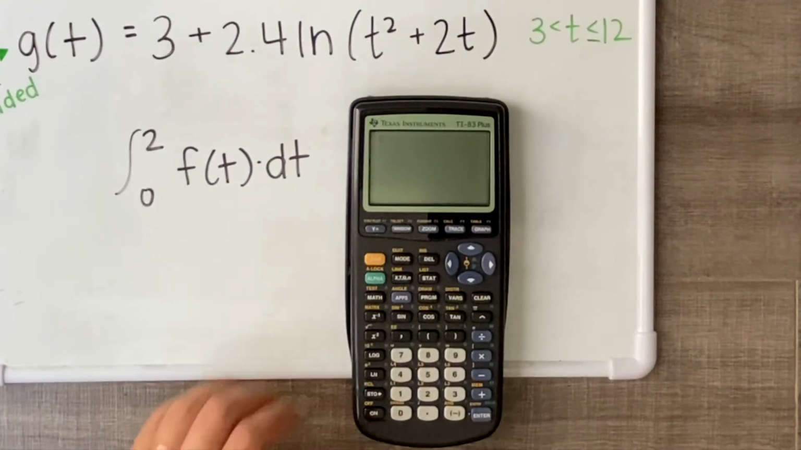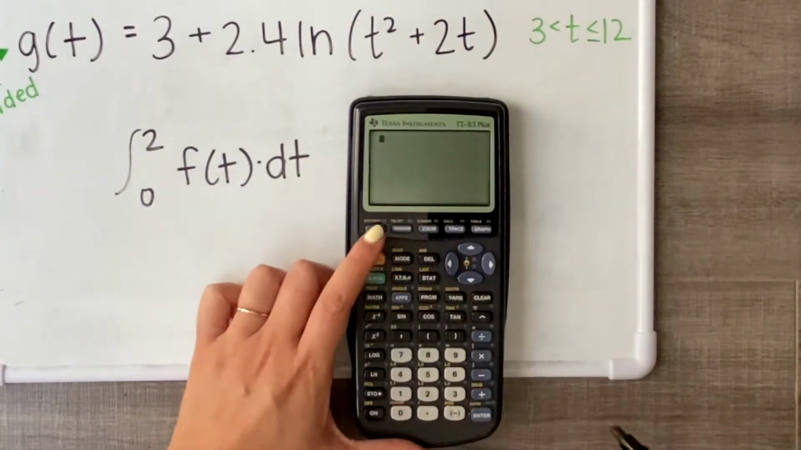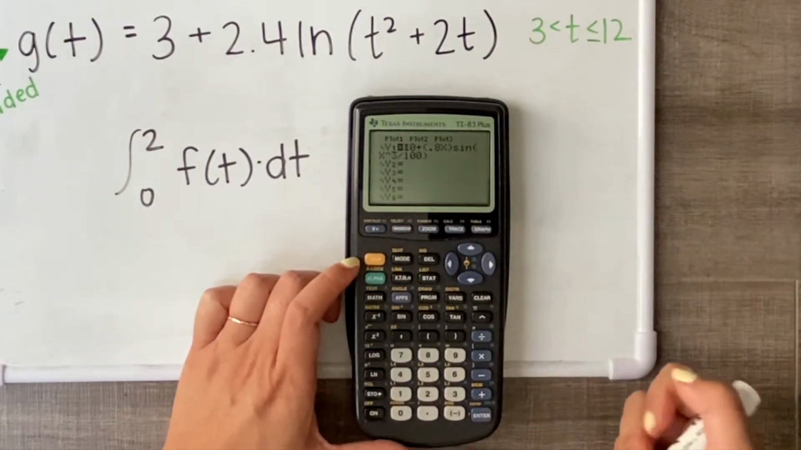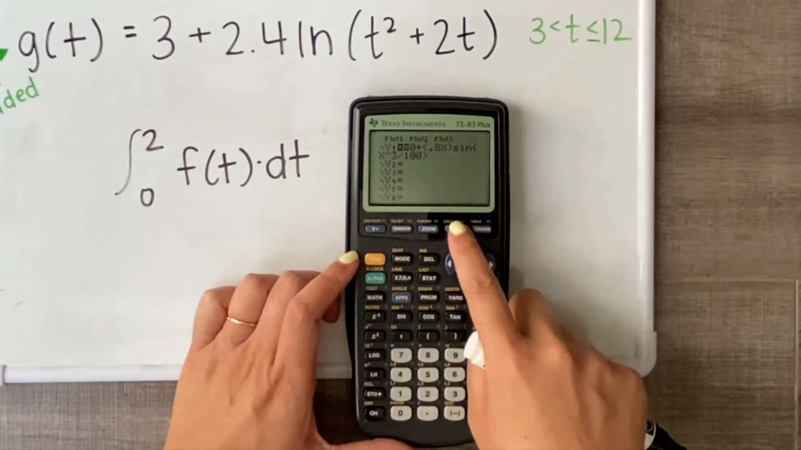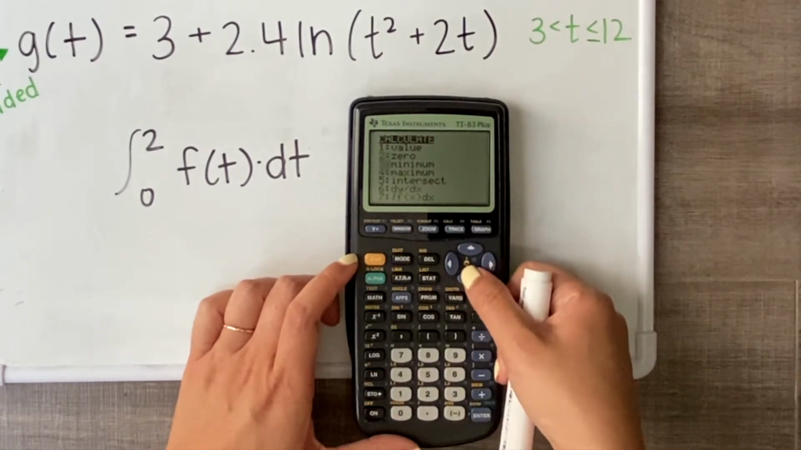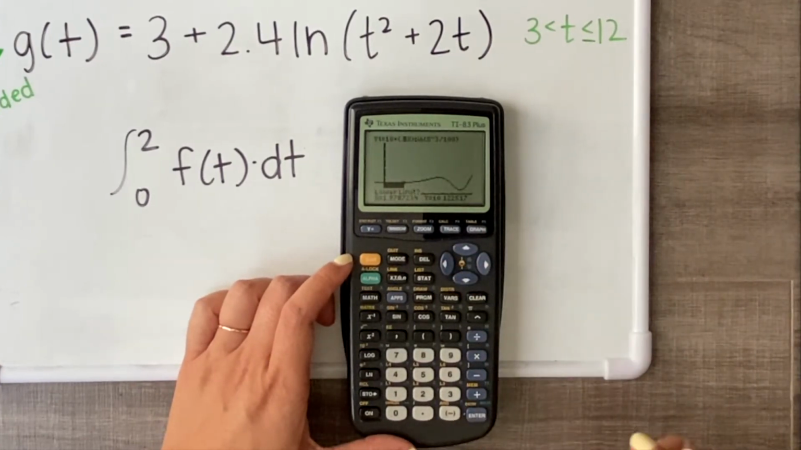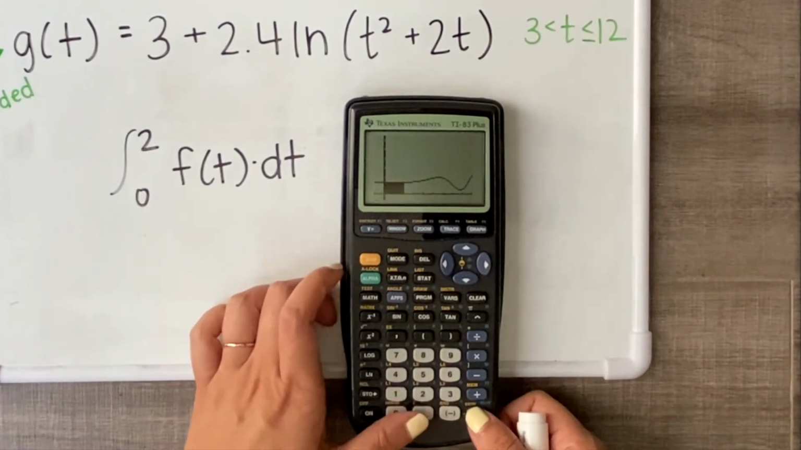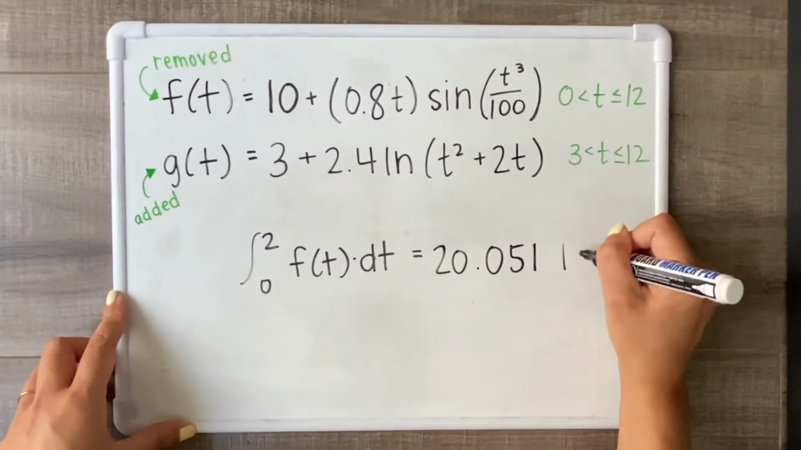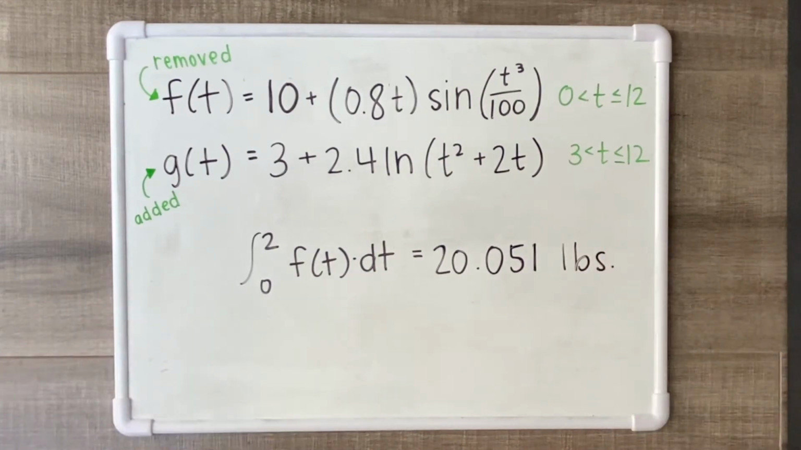And my calculator is like 20 years old, but it still runs really well. So I type my function into the y equals, and then I hit second trace, scroll down to integral, and then lower limit 0, upper limit 2, hit enter. And I get 20.051 pounds.